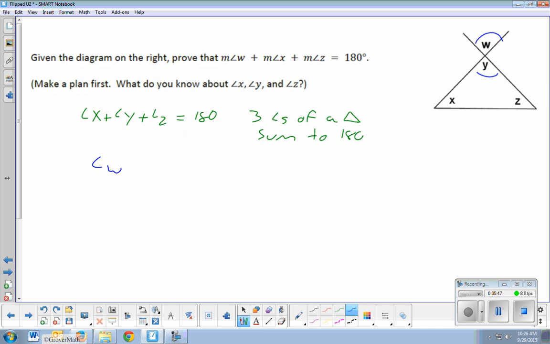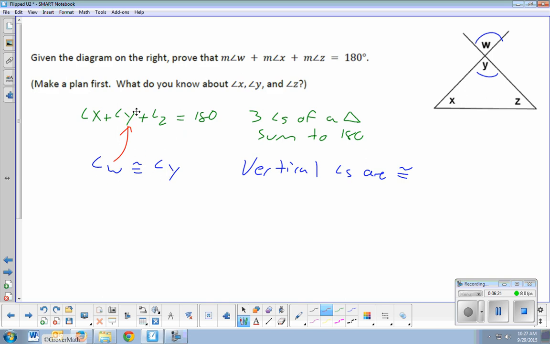Angle W is congruent to angle Y because vertical angles are congruent. And we can say that now because we've proved it. So that is something we can use. Vertical angles are congruent. So how does that help us? Well, x plus y plus z is 180. So that means that w plus x plus z is 180 because I can simply replace y with w, right? If these are equal, I can replace them with each other.